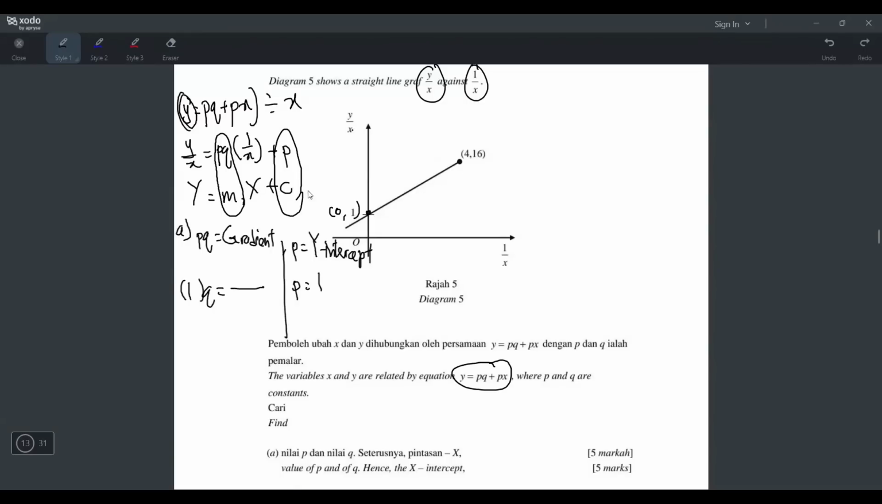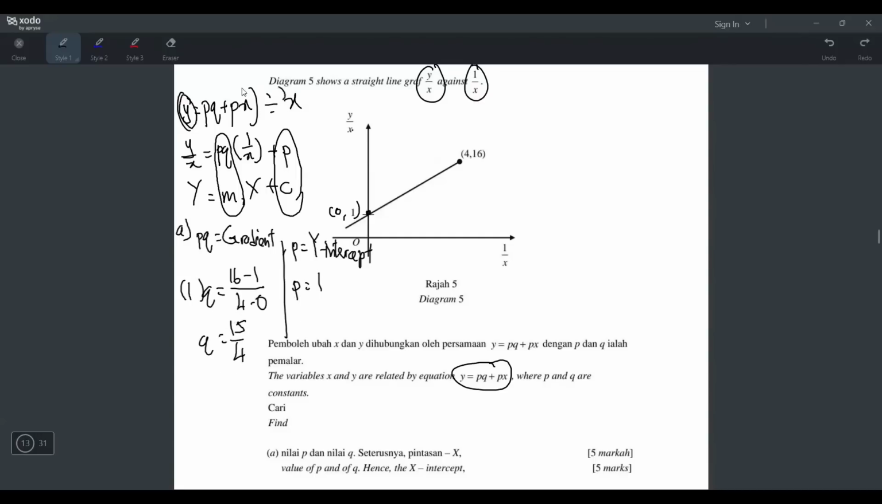For the gradient, I can find it from the graph, right? So PQ is the gradient from the equation. But for the gradient from the graph, they give us 2 points here. So I can just find it with y minus y, 16 minus 1 over 4 minus 0. So now it becomes Q equals 16 minus 1, 15 over 4, right? So this is your P answer, this is your Q answer, right?